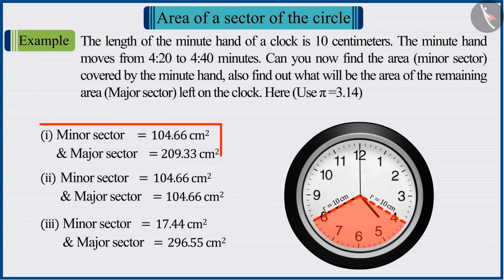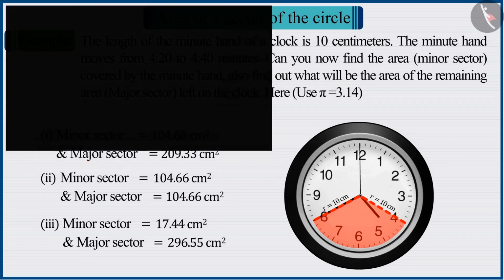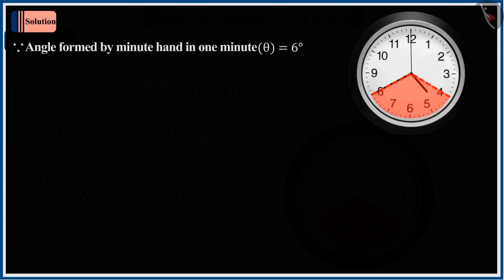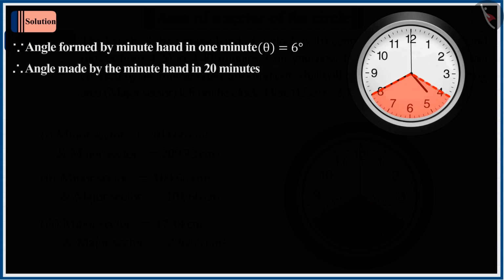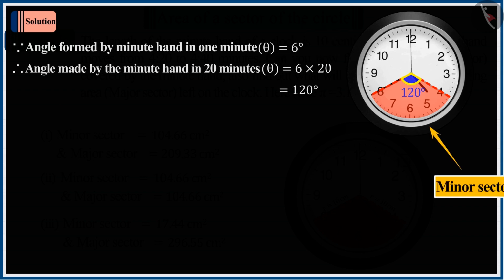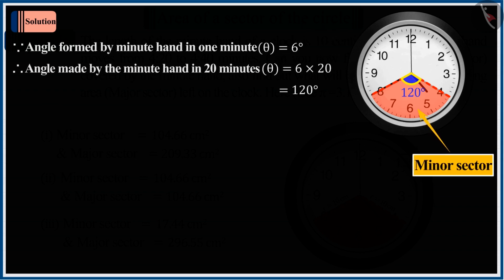Pause the video to solve the question and then match your answer. Let's discuss option 1. We know that the angle formed by the minute hand in 1 minute is 6 degrees. And here it says that the minute hand moves from 20 to 40 minutes, which means that it covers a total of 20 minutes. So the angle made by the minute hand in 20 minutes would be 120 degrees. This diagram shows the minor sector of a circle.